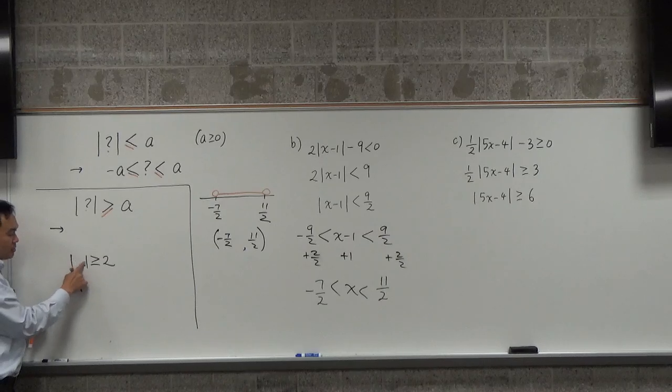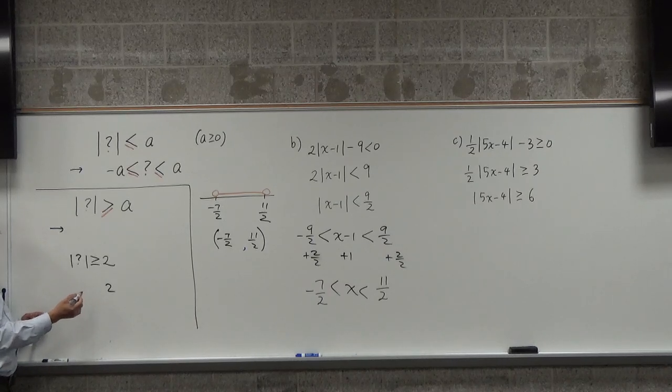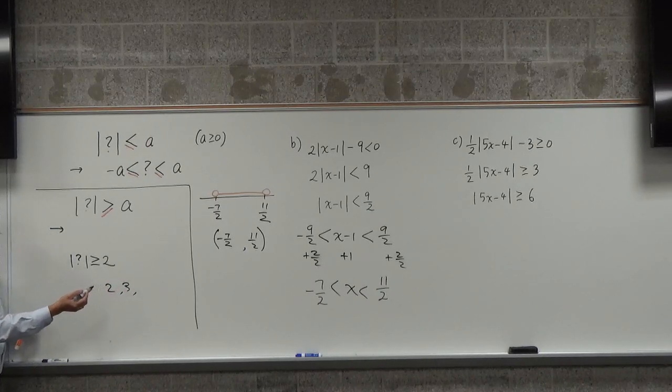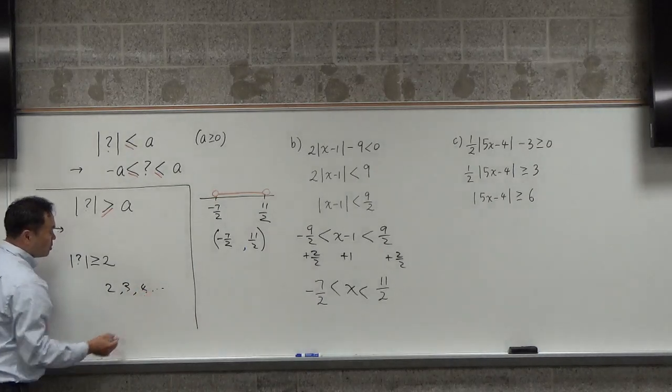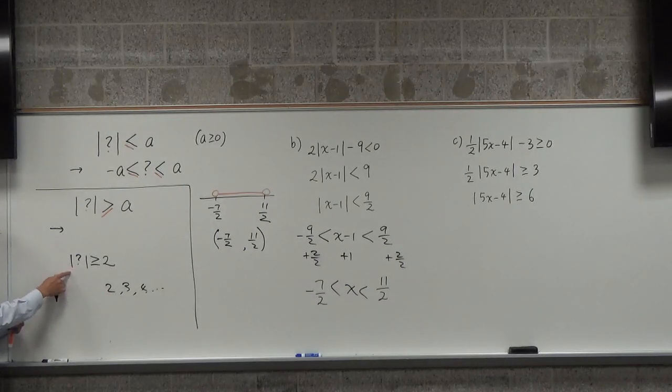So this question mark could be 2. What else? Give me another number. 3, and then everything after, right? 2, 3, 4, 5, everything after. But there are other kinds of solutions that are not one of these. Give me another example. There are some negative solutions, right? What are the negative solutions?